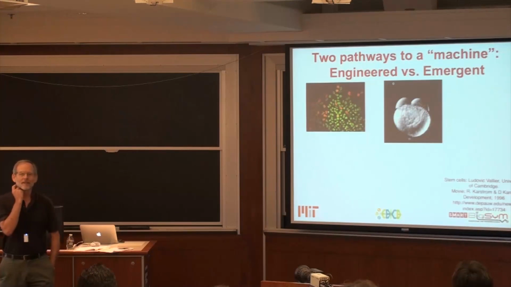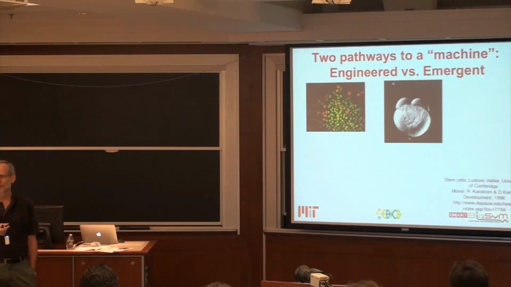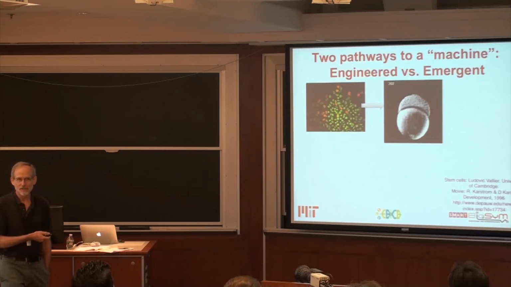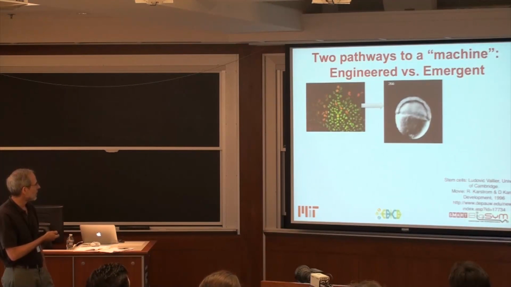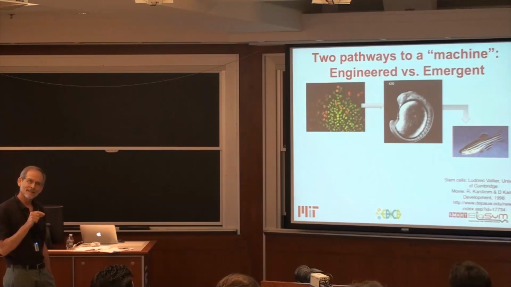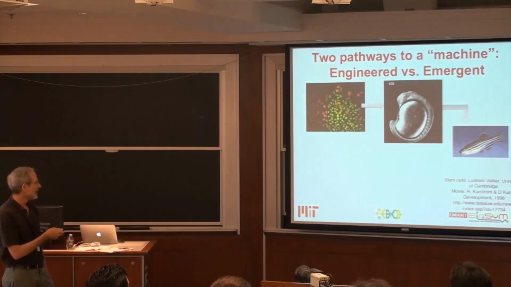So we like to think of there being really two ways to develop what you can think of as a biological machine or an organism. One is the way that nature does it. So this is a collection of stem cells. You can imagine, an inner cell mass ultimately evolving into, in this particular case, a zebrafish.